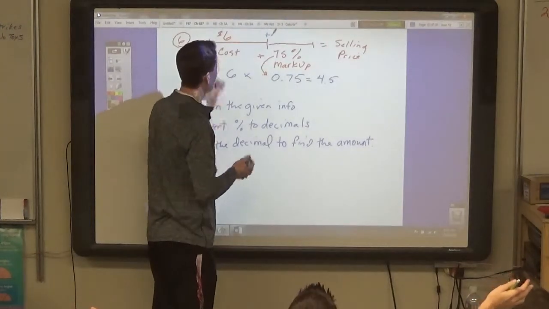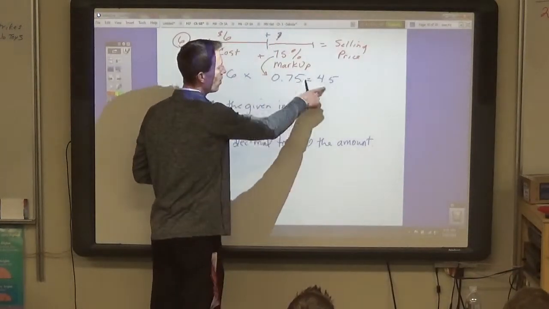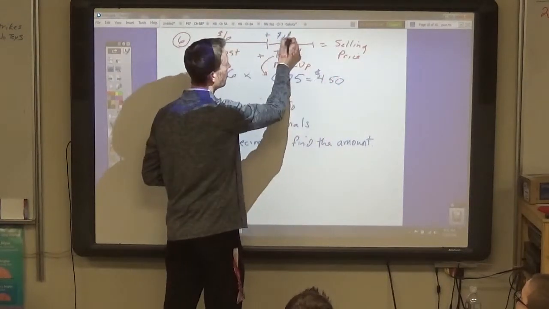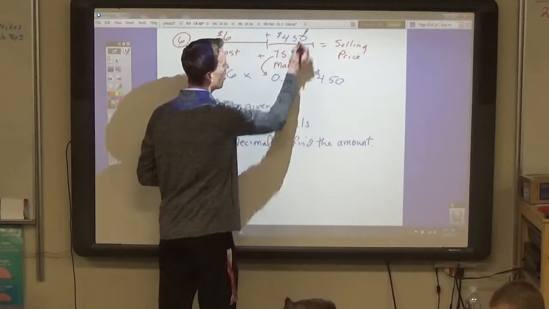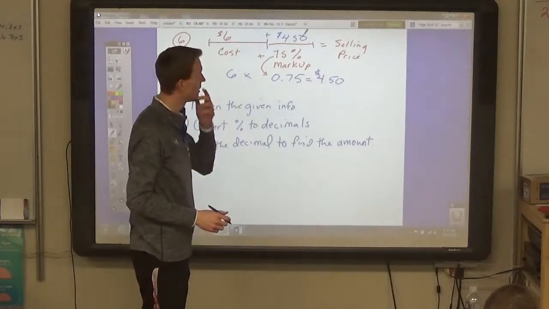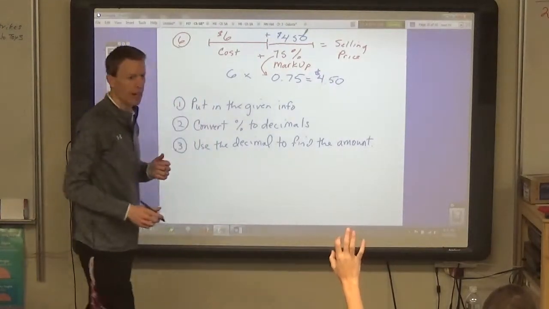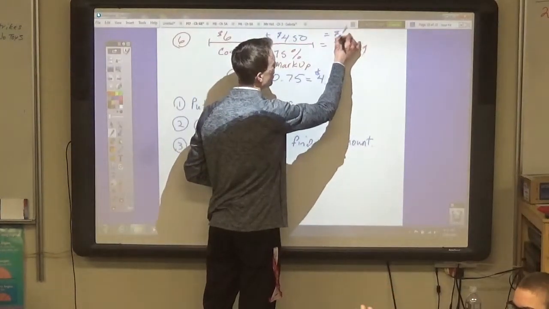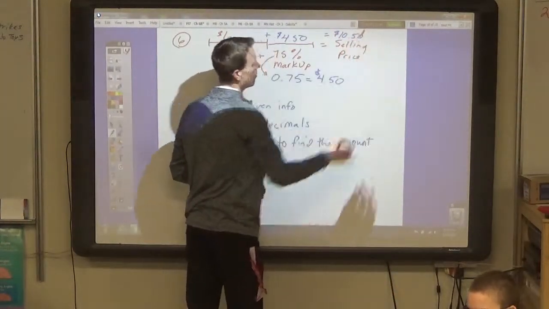Six plus 4.5. Good. Isn't this $4.50? Yeah. All right. That's what you need to understand. This is the amount of markup, so it's $4.50. Okay? And then add them together. It equals $10. Okay.